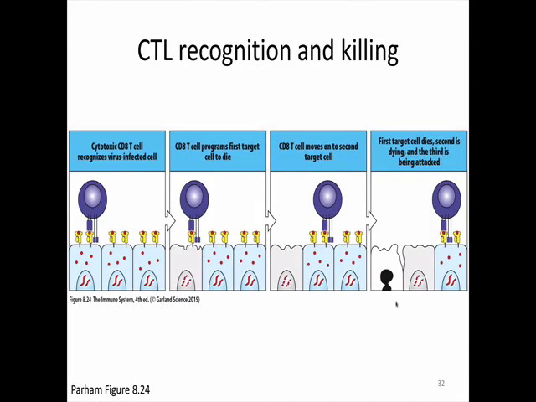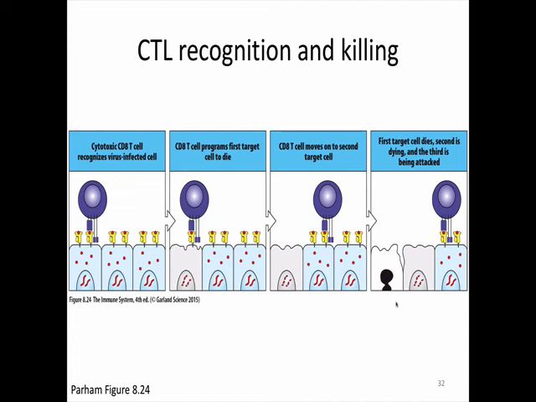So our CTL is able to recognize antigen that is presented on MHC class 1 and kill that infected cell. It will program that cell to die and then leave, and our CTL is able to kill multiple cells one after another. It's not like they're one-time use only types of things.